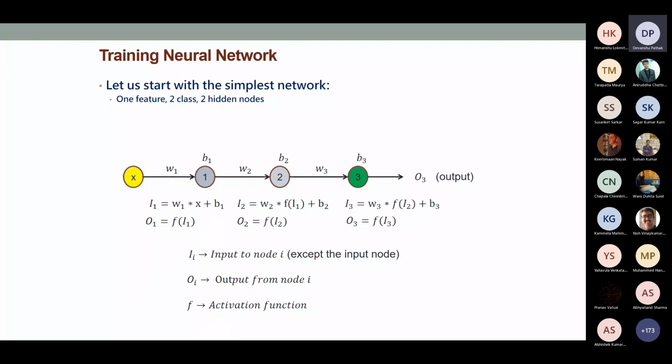Does anybody have any questions on this? This is called forward propagation, how we compute all the values from the input node to the output node.